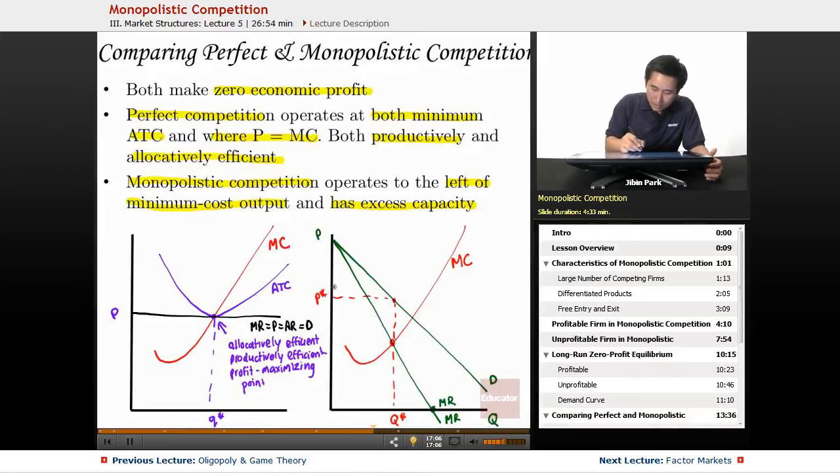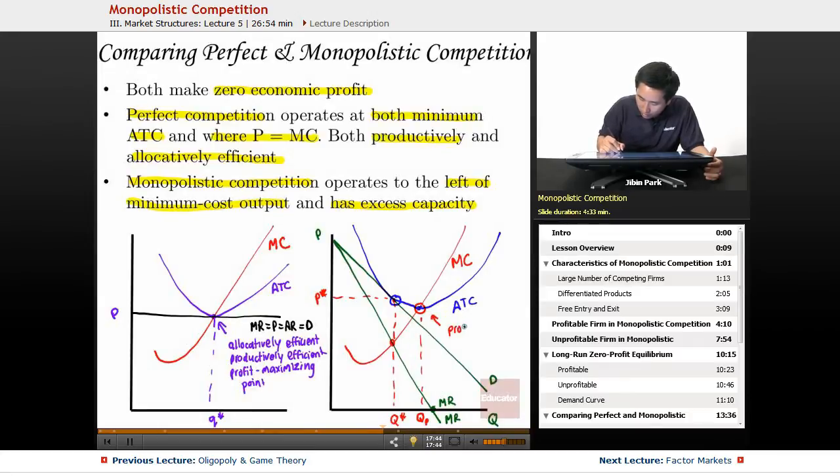So notice the price is going to be higher in monopolistic competition than in perfect competition. Again, the trade-off being that you get more variety. And you draw the ATC tangent to the point at which it's the profit maximizing here. So notice, in monopolistic competition, they're going to operate at this point right here, to the left of minimum cost output. Now, what is minimum cost output here? So right here, let's label this as QP. So this is productively efficient.